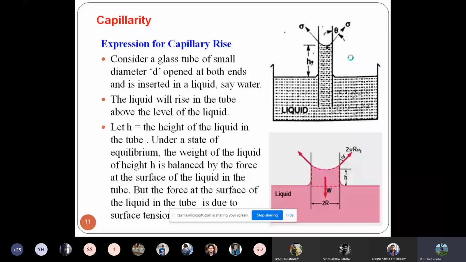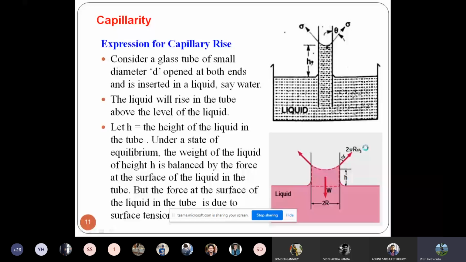If I consider the diameter of the glass tube as d, and the liquid rise in the column as h, what will be the expression? This is the same schematic diagram that I have shown here. I have just mentioned the different force balance here. One is the weight force, another is the surface tension force, which is given by 2 pi r sigma. So let's look into the expression in the next slides.